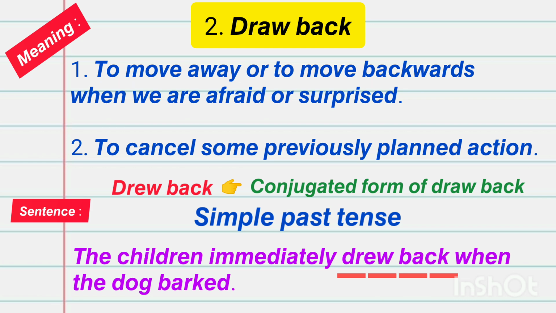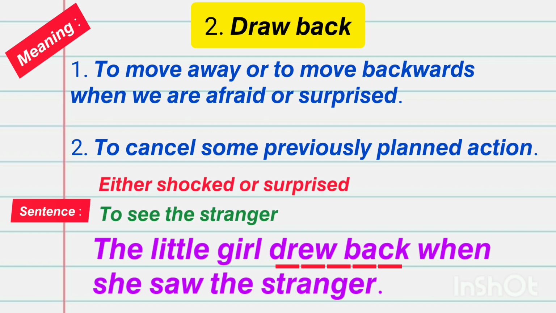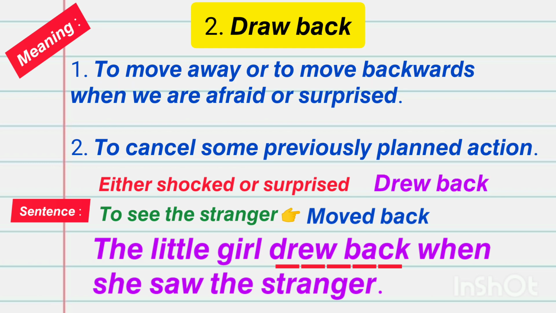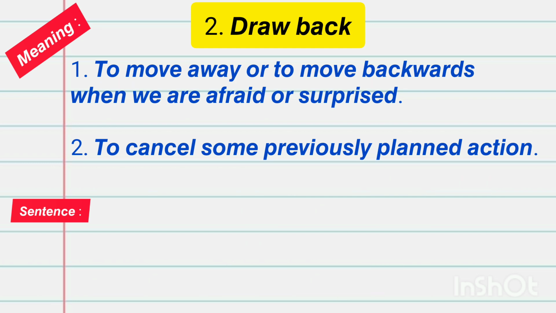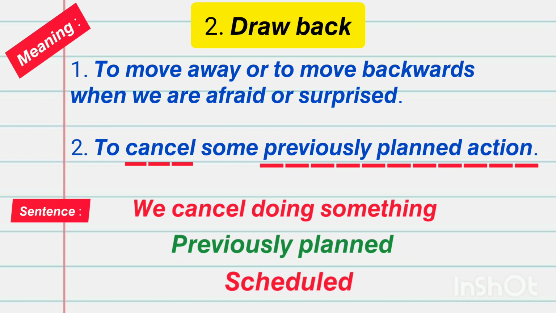One more example. The little girl drew back when she saw the stranger. So the little girl was either shocked or surprised to see the stranger and then she moved back. So she drew back. Okay, we now have a second meaning of draw back, which is to cancel some previously planned action. In simple words, we cancel doing something which we had previously planned or scheduled.